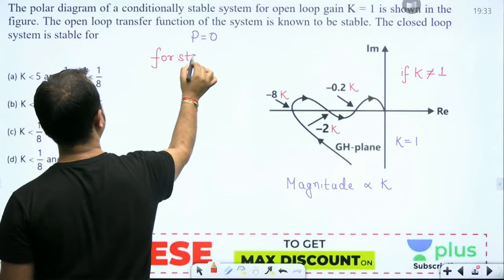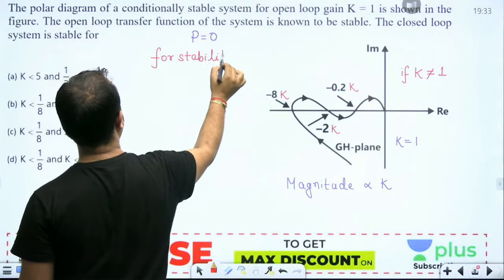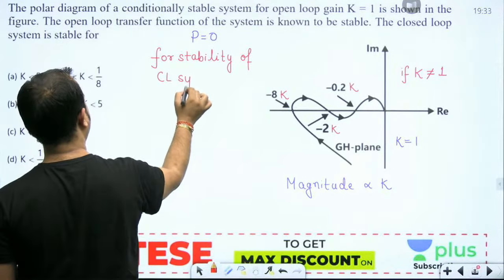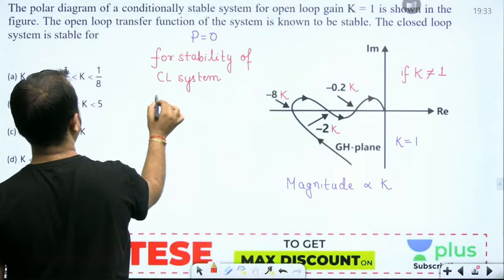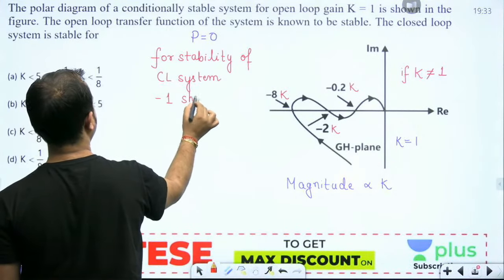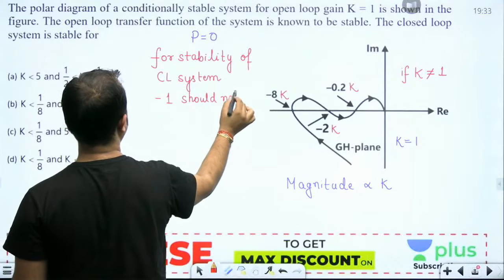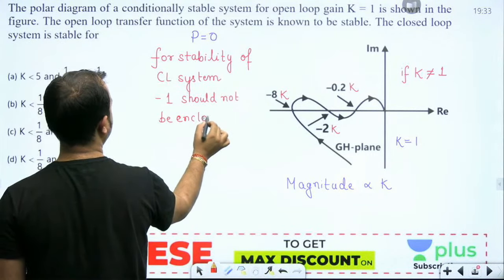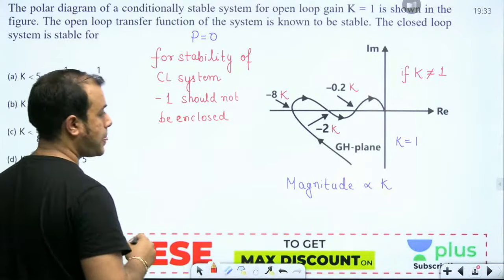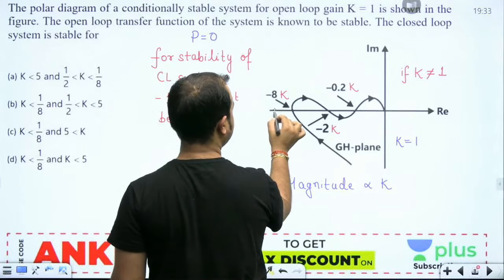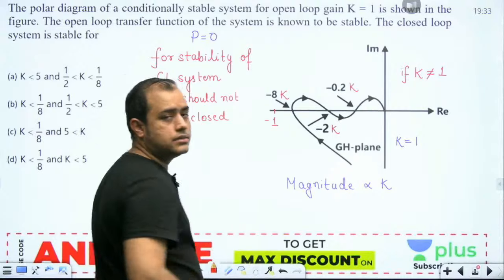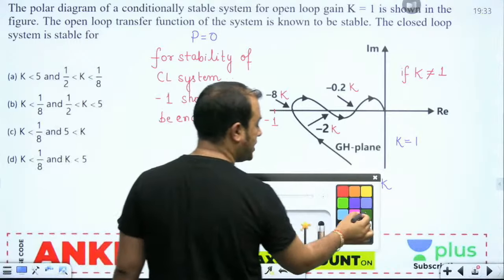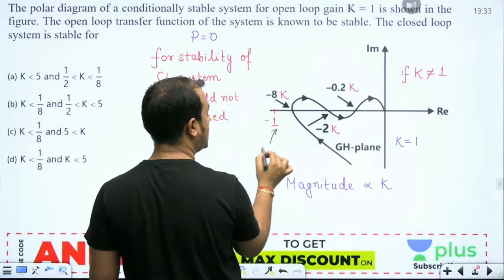For stability of closed loop system, -1 should not be enclosed. Correct? -1 should not be enclosed. So that means -1 can lie here. -1 can lie here. That is the first case. Are you getting my point? -1 can lie here.